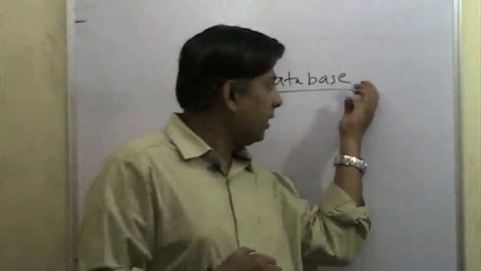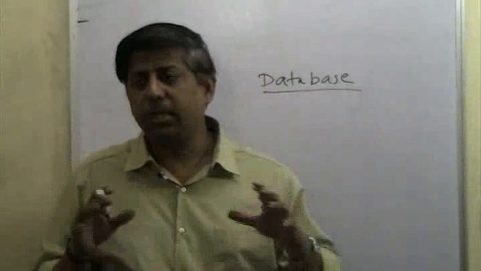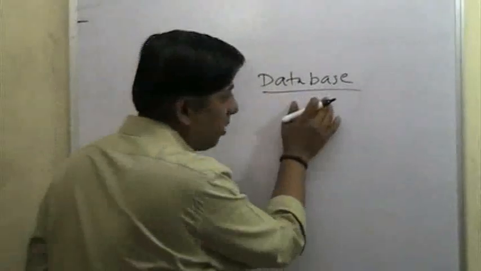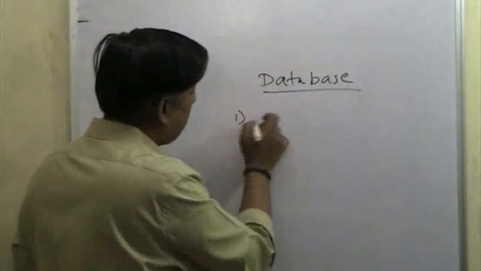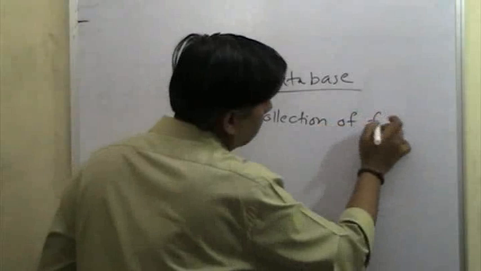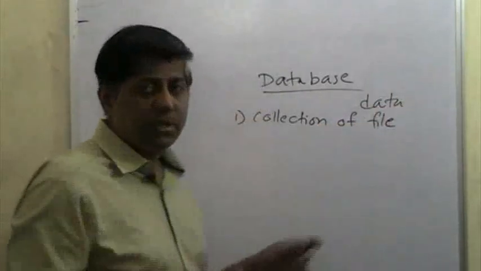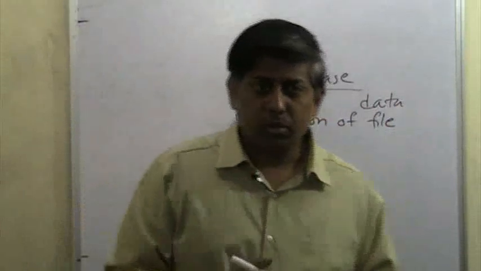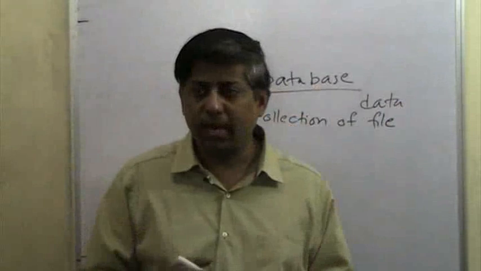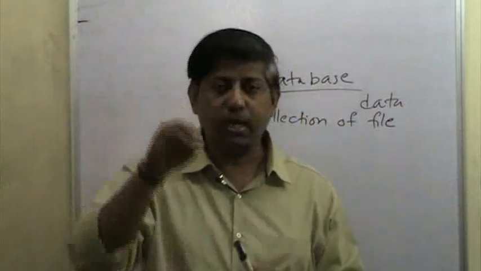Now we will go with a slightly different notion of a database from the DBA point of view. From a DBA point of view, a database is nothing but a collection of files, and we call these data files. So it is a collection of files in which the data is stored. Your Oracle database is actually a collection of maybe 4, 5, 6, 7, 8 different files, and within those files you have your tables.